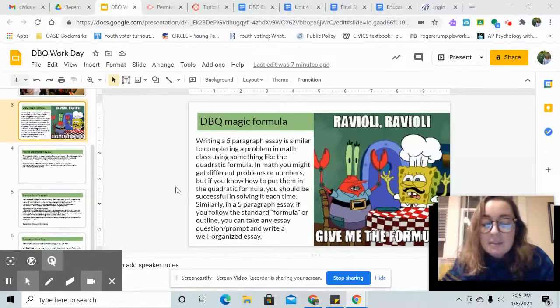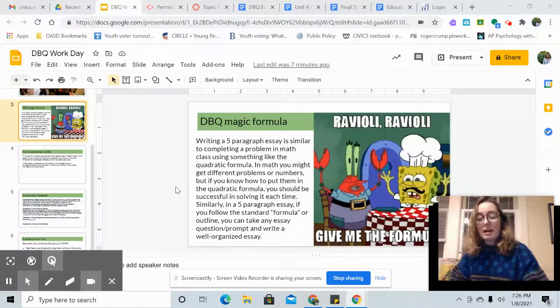Right? So in math, you get different problems or numbers, but once you know how to use them in the quadratic formula, even though it's a different problem you're facing each time, you should be able to successfully solve it every time. And the more times you work with the quadratic formula and solve a problem using it, the easier it gets.